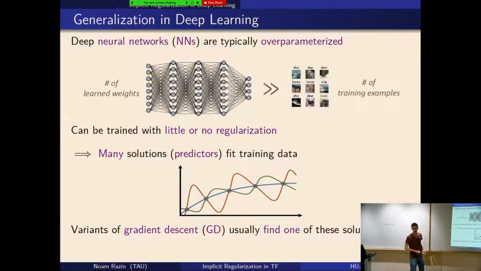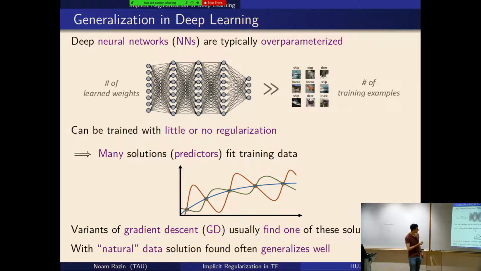But this is more a matter of optimization, and we will not discuss this one. What we will focus on is perhaps the even bigger mystery, that with natural data over typical problems, the solution found often generalizes as well. And this is in contrast to what we might have expected from classical statistical learning theory.